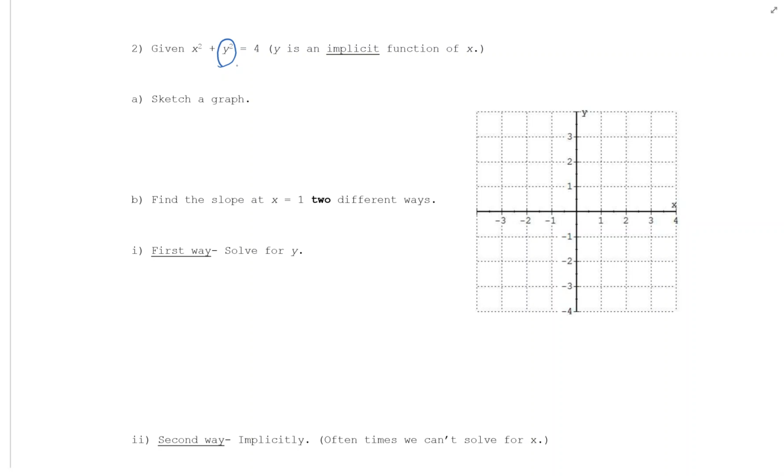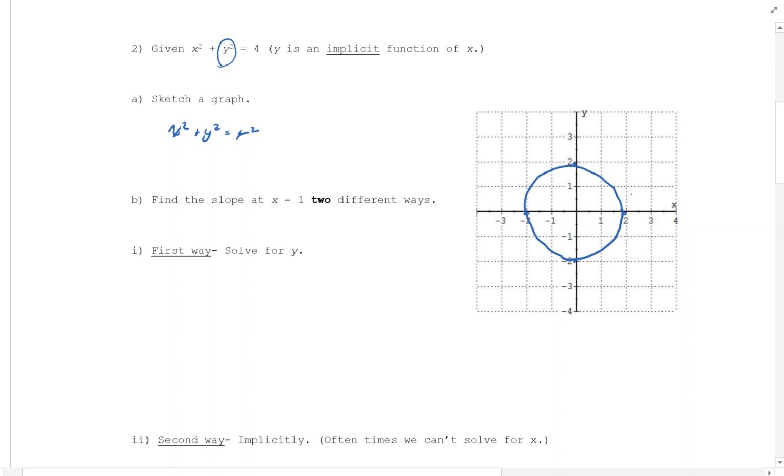So first of all, I want to sketch the graph. Some of you will recognize that this is an equation of a circle in the form x squared plus y squared equals r squared. So our center of this circle is at (0, 0), and the radius is 2. So I know I'm going to have these points for the circle. I can sketch a circle in. That's not a very good circle, but we're getting the idea.